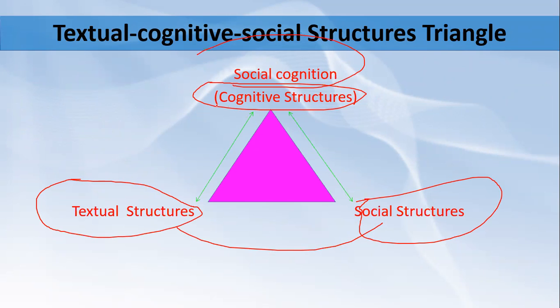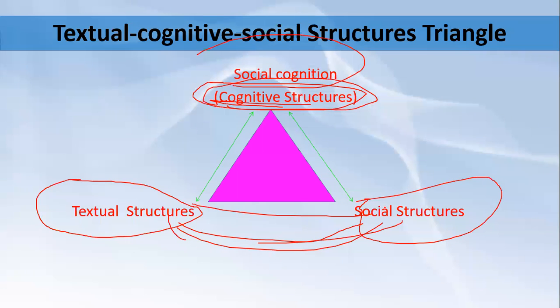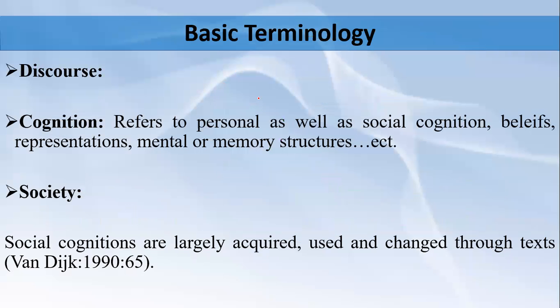Our mental structures, our memory, whatever we have got inside our memory, like we have got the episodic memory, we have got the semantic memory. These are the various terms which we are going to discuss in this session. These various structures inside our memory, inside our mind, inside our cognition, create a link between texts and social structures, like the way we produce text and interpret text. All these relations are created by the social cognition or mental structures.